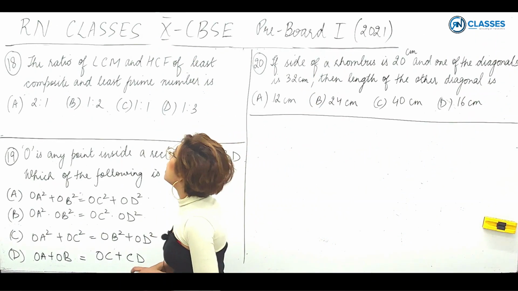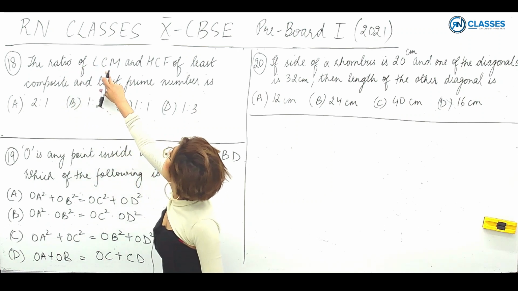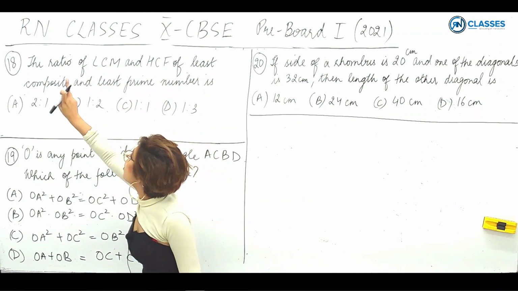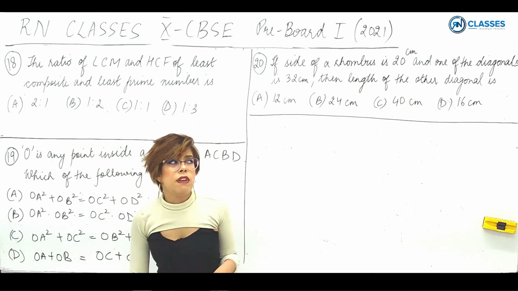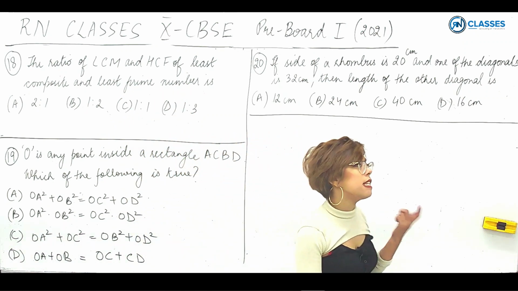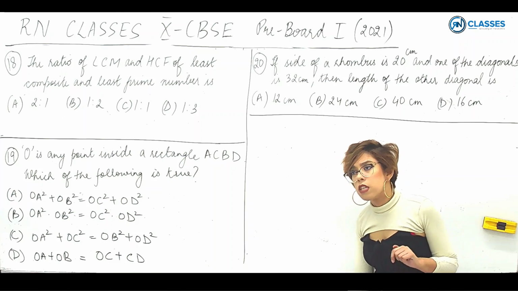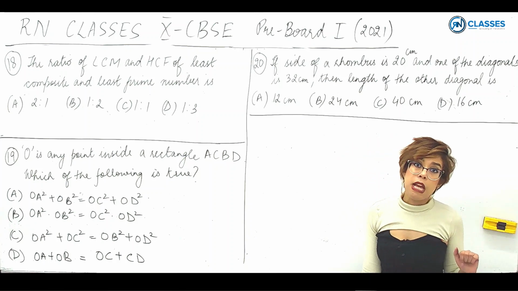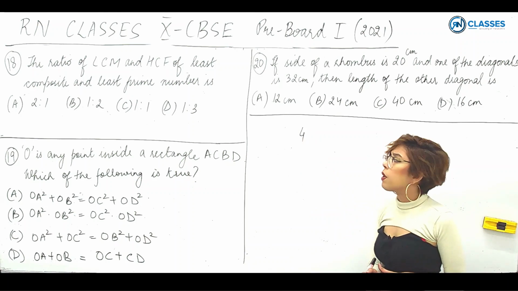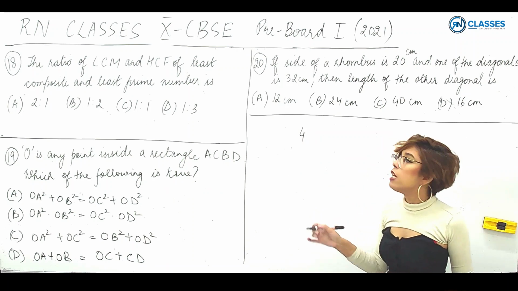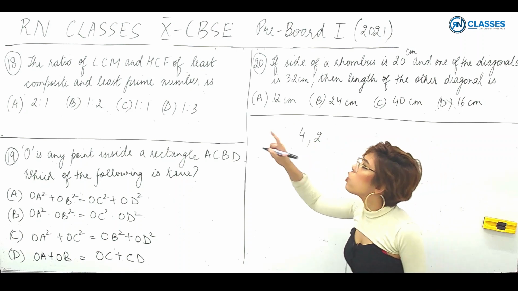Question number 18. He says ratio of the LCM and HCF of least composite and least prime number is. Now, least composite. One is neither prime nor composite. 2 is prime, 3 is prime. Least composite is 4. Right? And least prime is definitely 2. Now, he says ratio of the LCM.